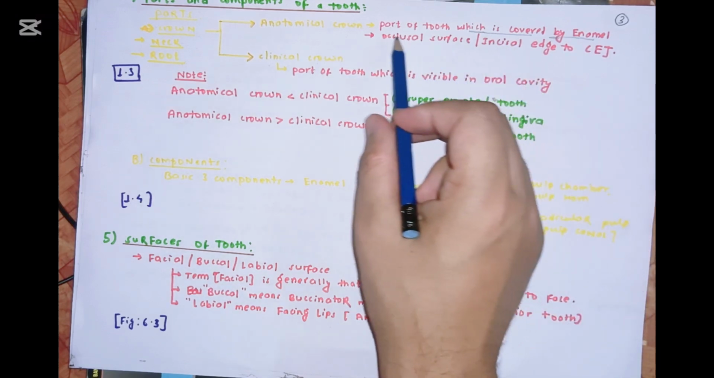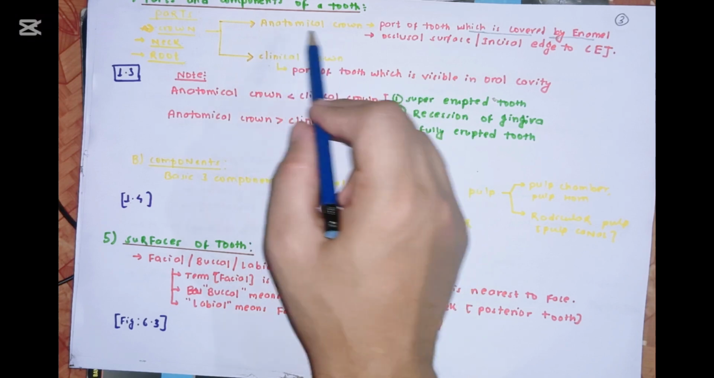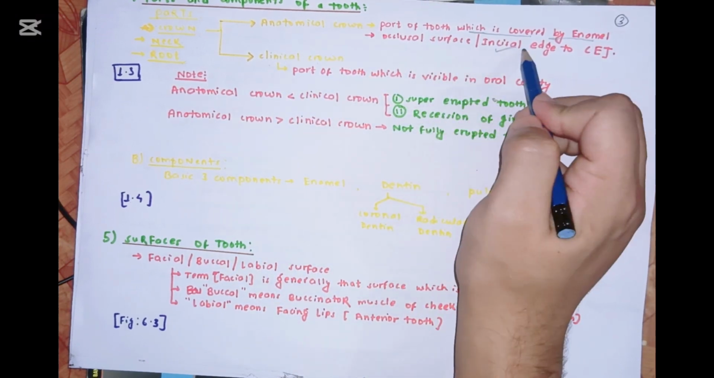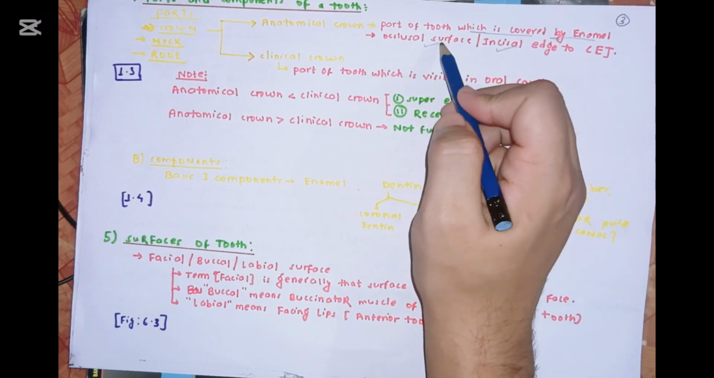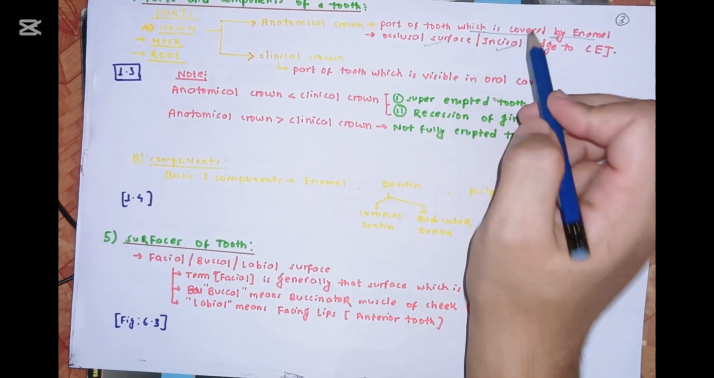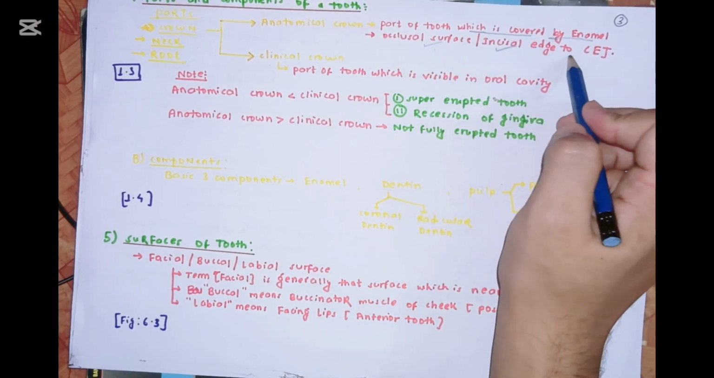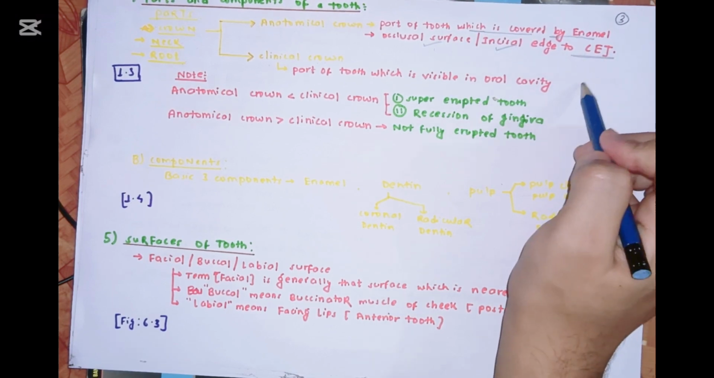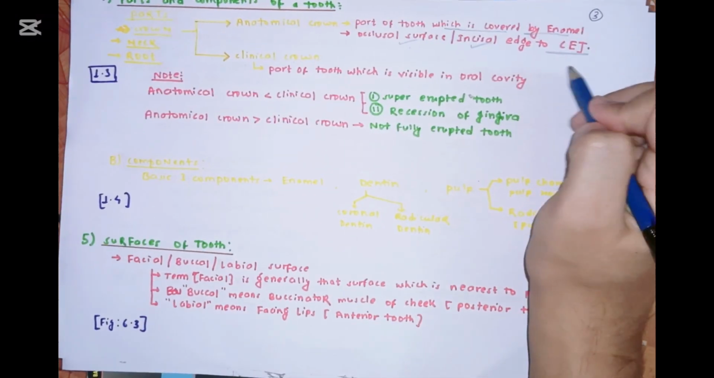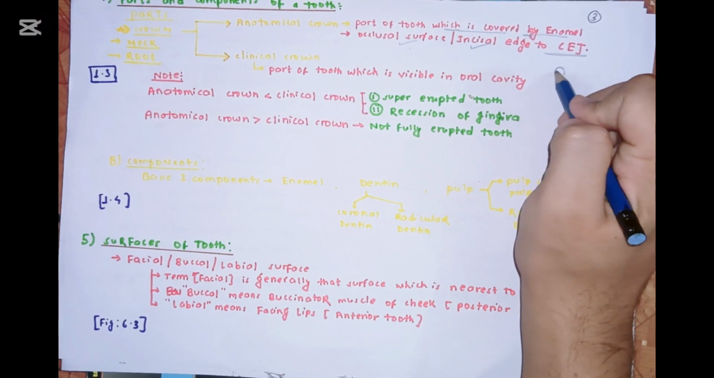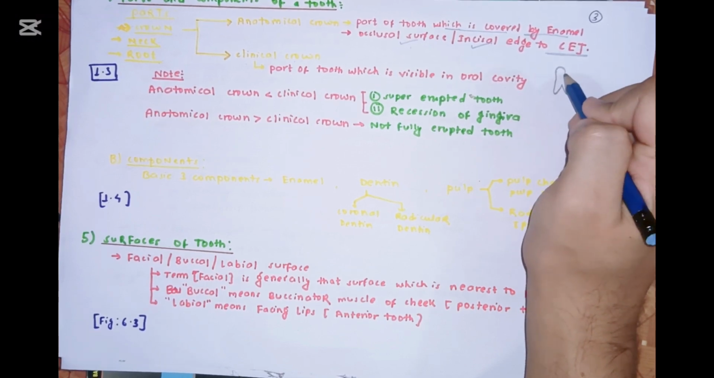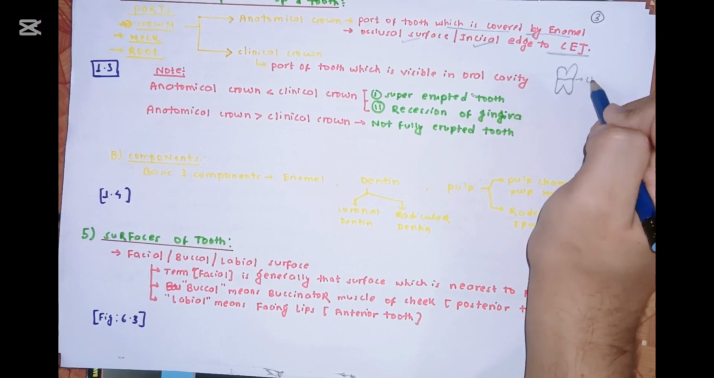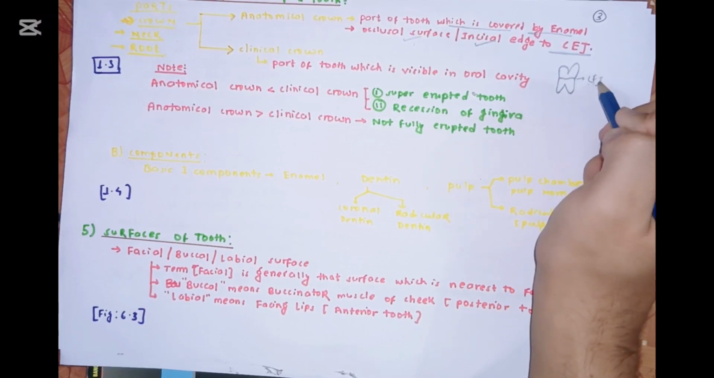The extension of the anatomical crown is from the incisal edge in anterior teeth and the occlusal surface in posterior teeth to the cemento-enamel junction. Cemento-enamel junction is the junction between the cementum and enamel, as we know. If this is a rough diagram of a tooth, and here is the CEJ, so this is the cemento-enamel junction.